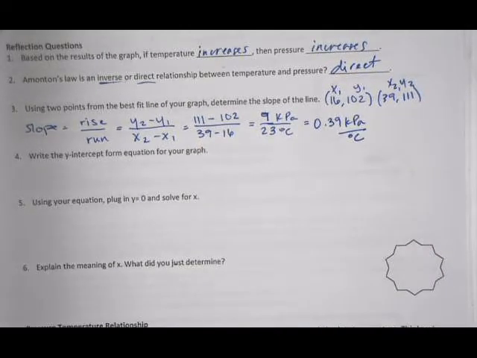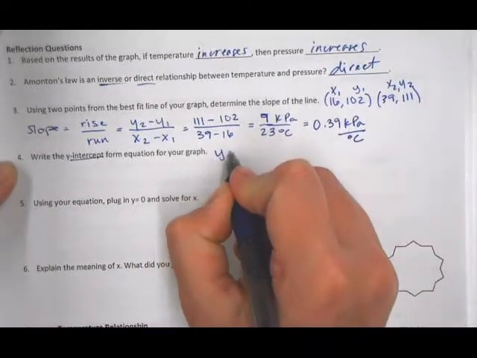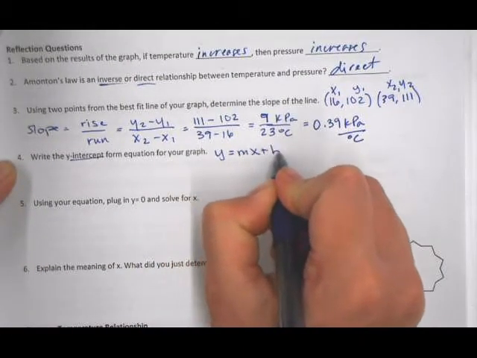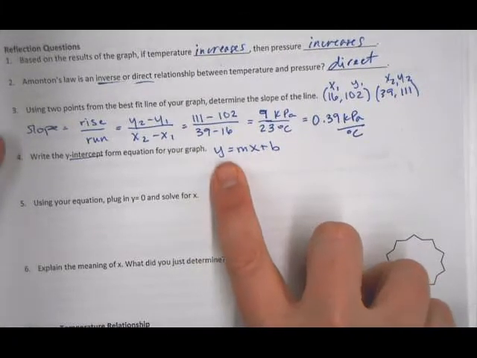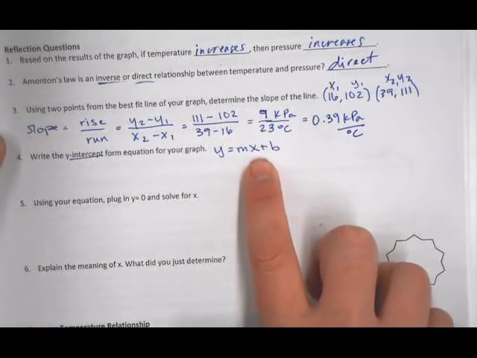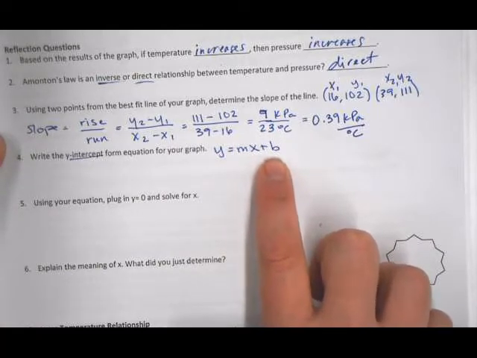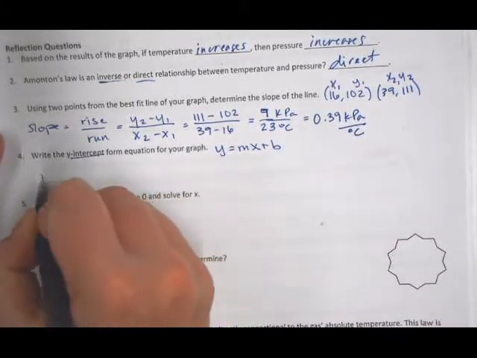Okay? The next question says, write the y-intercept from your equation for your graph. So just like we did in the last unit and also in math, the y-intercept form is y equals mx plus b, right? So what do those letters mean? Y is your y-axis, m is the slope that we just calculated, x is your x-axis, and b is the y-intercept. So on our y-axis was pressure.